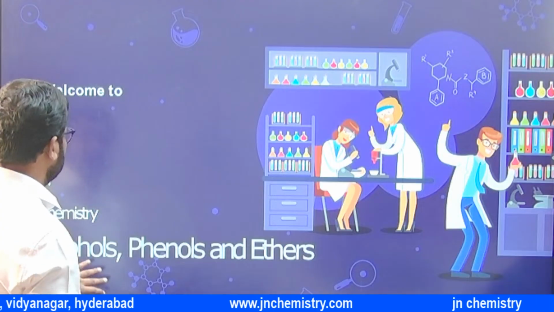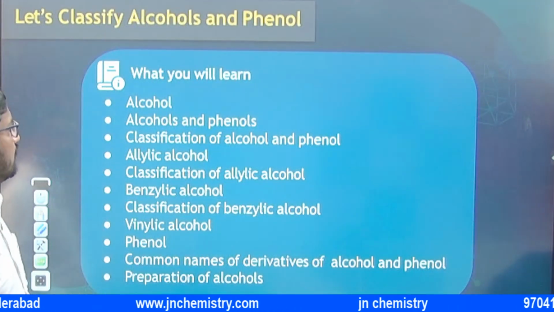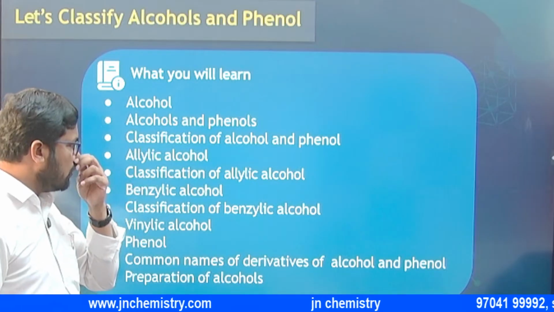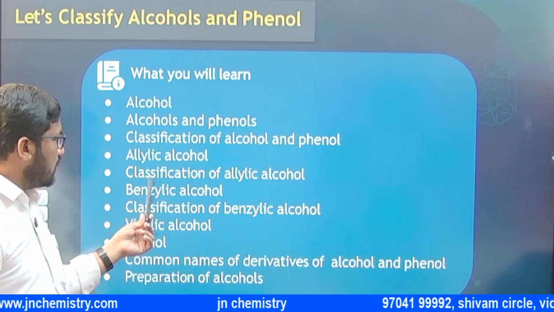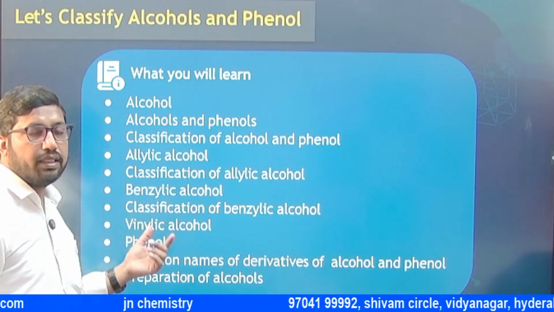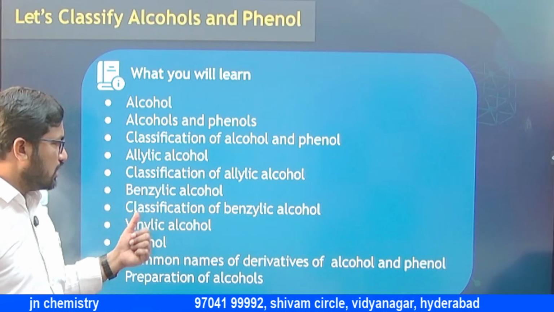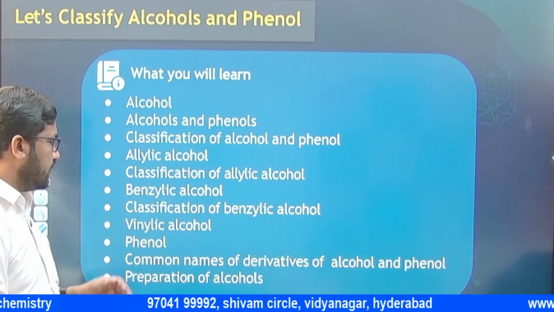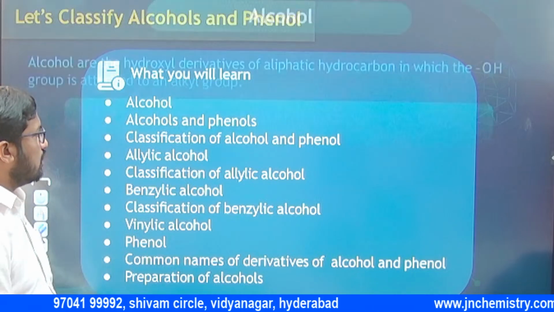Right. So alcohols and phenol, classification of alcohols and phenols. Phenols I'll discuss. Classification of allylic alcohols, benzylic alcohols. Yesterday we discussed benzyl halide or benzylic alcohols, classification of benzylic alcohols, vinyl alcohol. Right, now we discussed. So we'll discuss some common names.